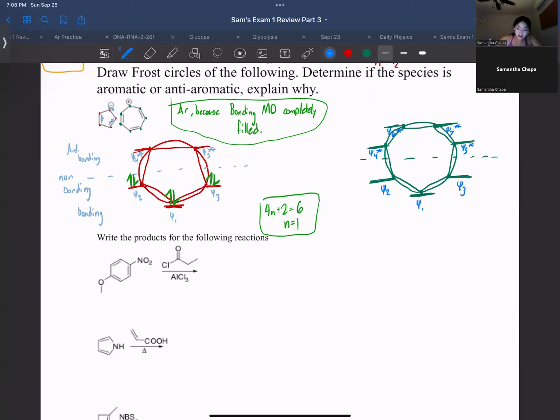So then I'm going to count all of my pi electrons on that compound that we were looking at, starting with the ones in the double bonds. So 1, 2, 3, 4, 5, 6. Okay, cool. Then I'm going to add them onto my orbitals. 1, 2, 3, 4, 5, 6. Okay. Looks like we're going to be aromatic again, because our bonding molecular orbitals are completely filled.